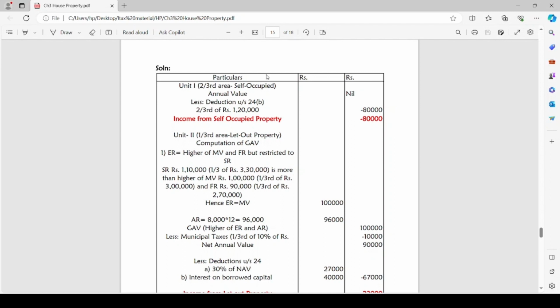In such a case, for the self-occupied portion of the house property, he cannot claim deduction under section 24B. It has been stated under the provisions of section 115BAC that if a person is paying tax under default tax regime, he cannot claim deduction under section 24B, that is interest on borrowed capital for the house property. So, for the self-occupied portion, that is 2/3 area of the house property, the GAV is nil, NAV is nil, and also he cannot claim any deduction. There will be no income from self-occupied portion and there will be no loss from such self-occupied portion.